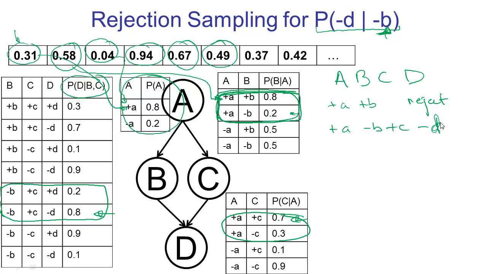Note that D also appears in the query as minus D, but D appears as a query variable, and whenever it appears as a query variable, it doesn't matter what we sample it as, we always keep working. It's only when it appears as an evidence variable that we will reject if it's inconsistently sampled with the evidence. Moving on to the next one, we would now go again to A, B, and so forth, and we can generate as many samples as we like to estimate the requested probability.